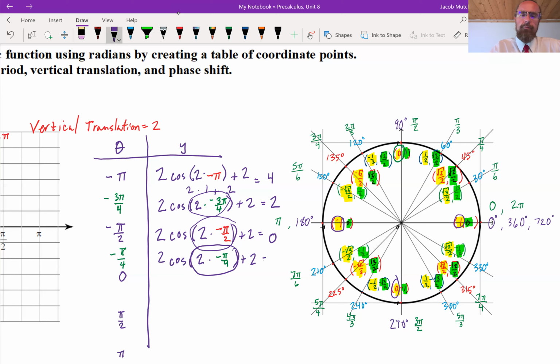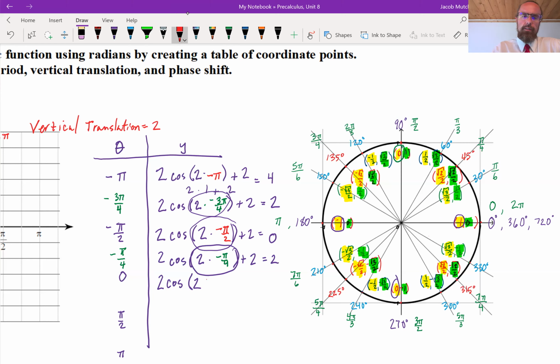So I see a pattern forming here. We went 4 to 2 to 0 up to 2. My feeling is that the value at 0 again is going to be 4. Let's confirm that, and then we can use the pattern to give values for the other domain pi over 2 and pi that we got here.